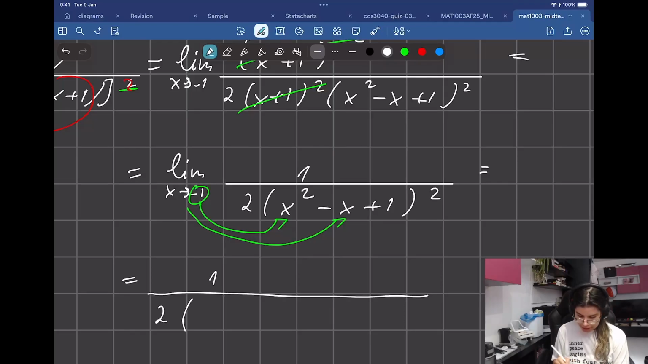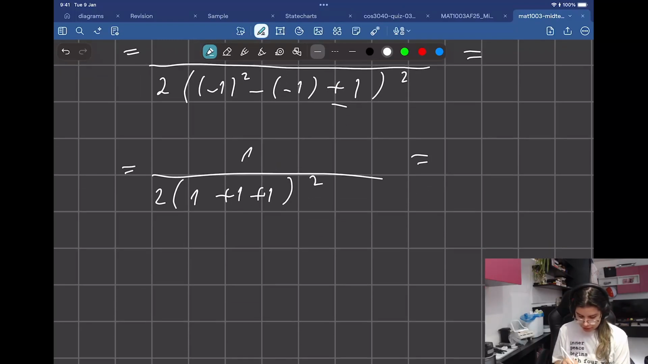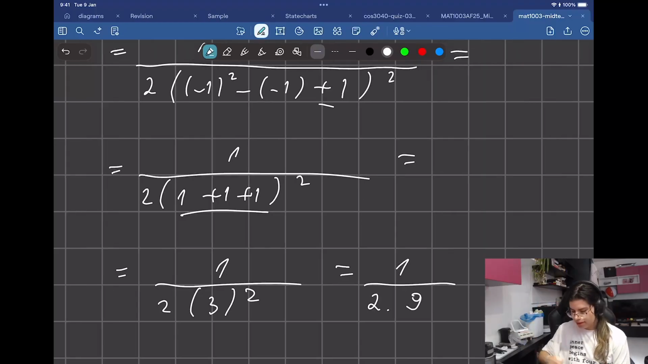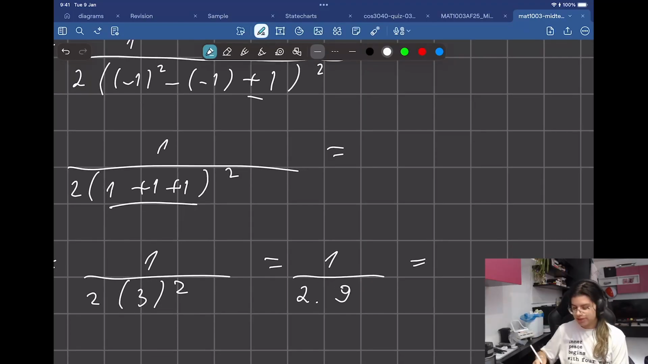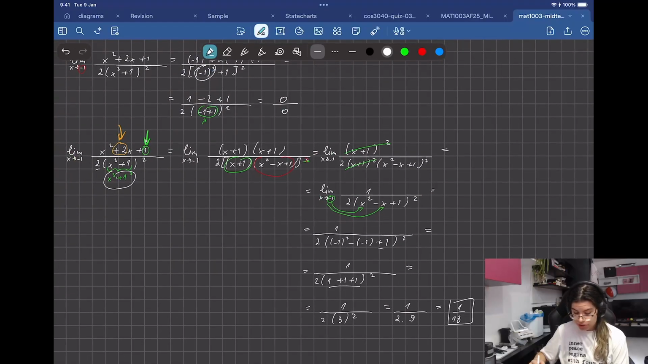So I would have 1 over 2 times minus 1 squared minus minus 1 plus 1, squared. Now, minus 1 squared is just 1. Minus minus 1 is plus 1. Plus 1. So this gives me 1 over 2 times 1 plus 1 plus 1 is 3. I need to square it. So that's 1 over 2 times 3 squared, which is 9. And that gives me the final result, which is 1 over 18. Okay? So that's the solution to this specific problem.